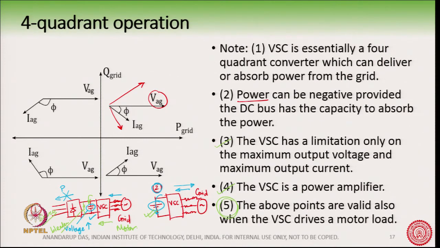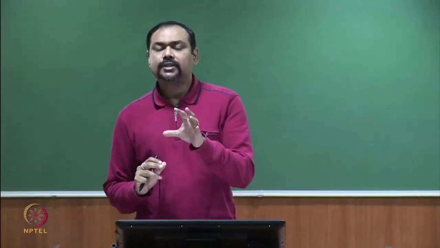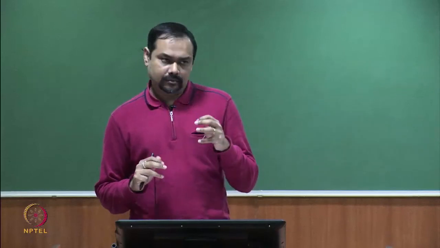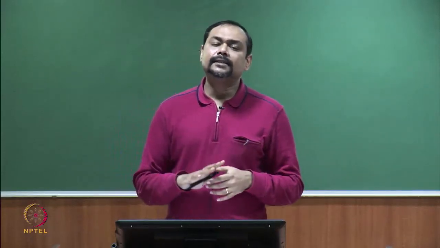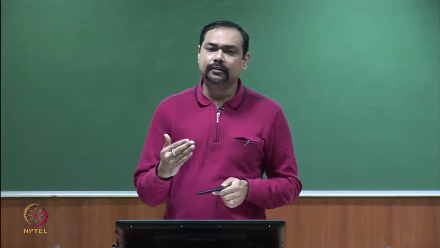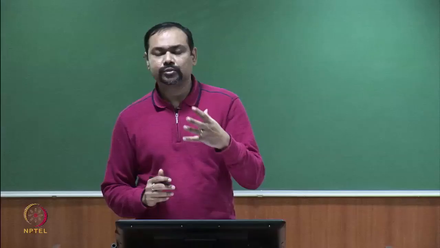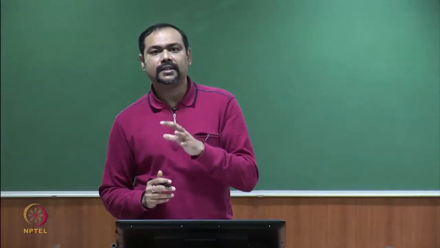But it is a limitation, the VSC has a limitation on the maximum output voltage and maximum output current, which means that the voltage source converter, from its design or from the way it is built, has this maximum output current. You have the I rated, you may have some I transient rating for certain small duration, but normally we keep it as I rated.